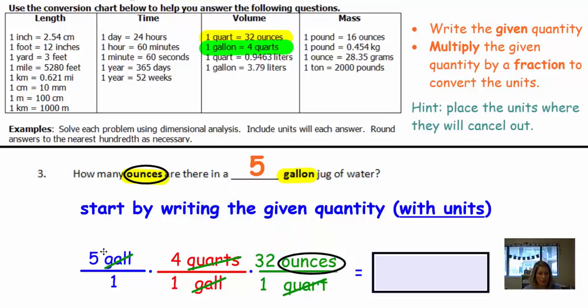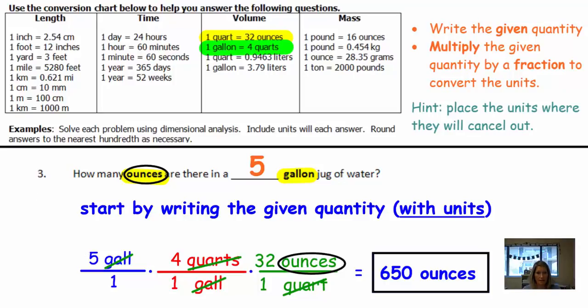Okay, so now what we need to do is multiply or divide, or sometimes a combination. Across the top, we've got 5 times 4 times 32. On the bottom, just 1 times 1 times 1. So we're not going to divide at all, we're just going to multiply 5 times 4 times 32. Go ahead and use your calculator for that. Pause if you need to. But whatever number you get, you're going to write that many ounces. Okay, so we can see that 5 gallons of water is the same as 650 ounces of water.